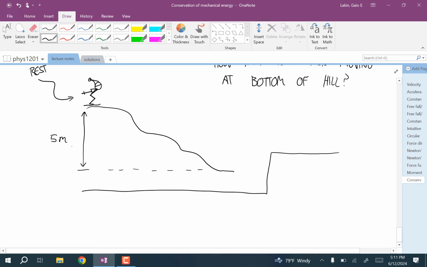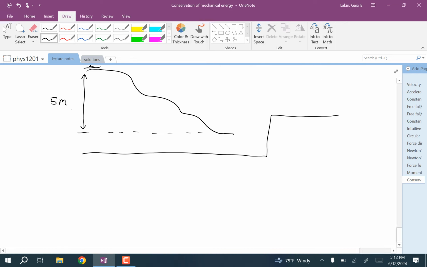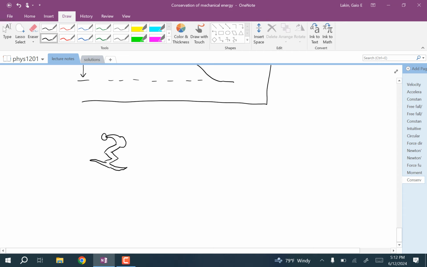Okay, well, in order to use conservation of mechanical energy, we have to know that any force that does work on the skier has to be conservative. So let's think about the forces on the skier. So here's, as the skier goes down, okay, that's an outline of the skier. What forces are acting? There's gravity, but that's a conservative force, so that's fine.